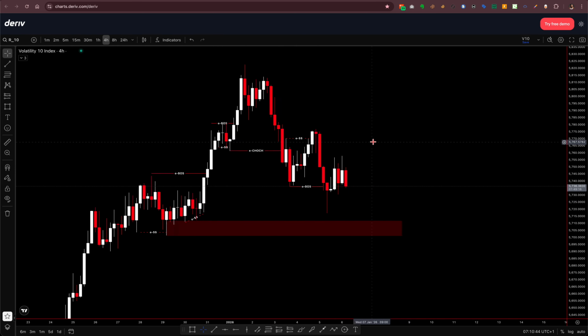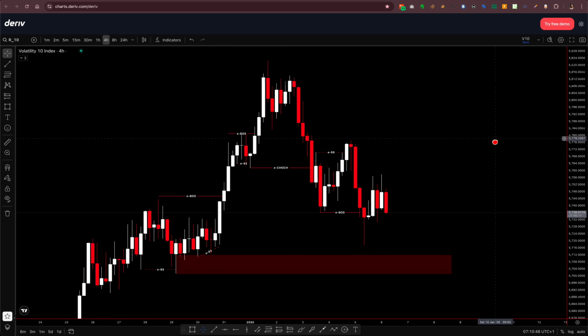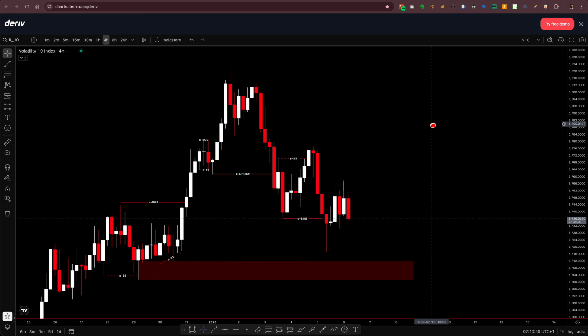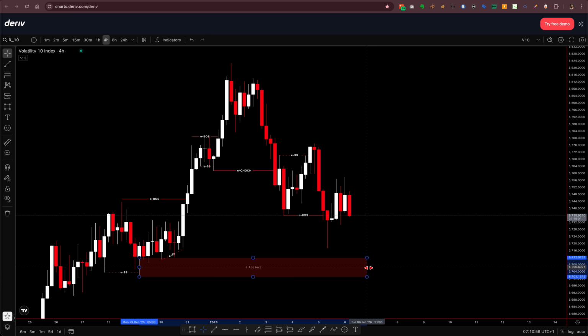Okay, so now we're moving, so it looks like we are selling, right? It looks like we are moving downwards. That is what it's looking like right now. It seems like we are moving downwards till we test, or price is trying to test this zone.